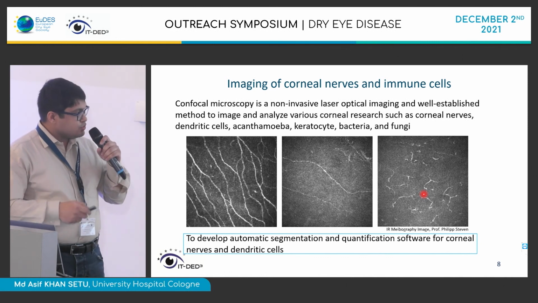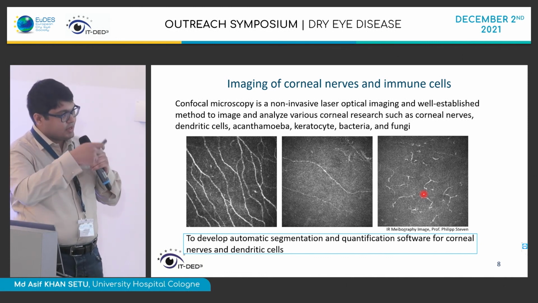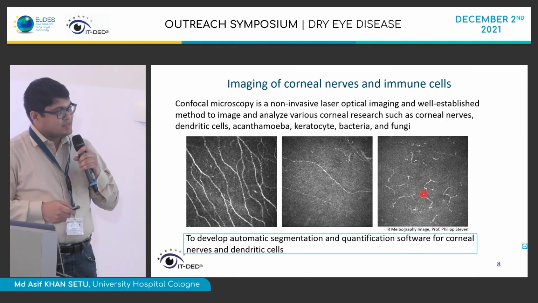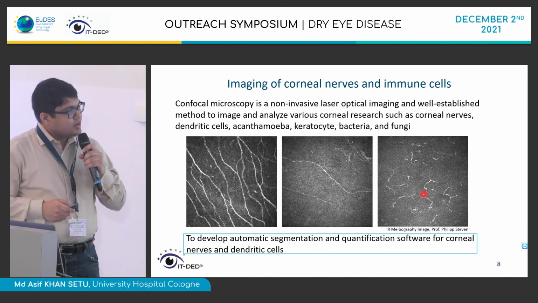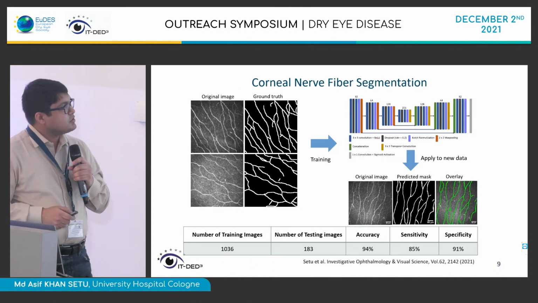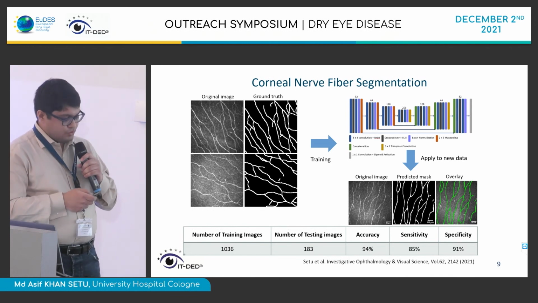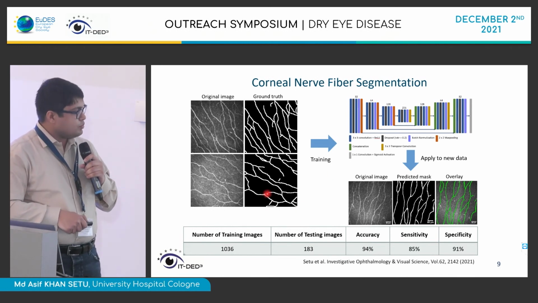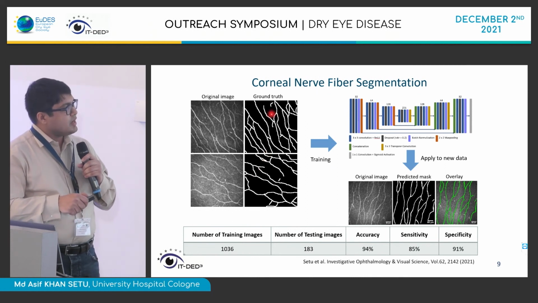And to identify the nerve loss and to generate the number of dendritic cells present in the diseased eye, we developed another deep learning model to segment the corneal nerves first. For this, we collected almost 1,000 images from the cornea, and we also manually annotated the ground truth images. This is the ground truth image.